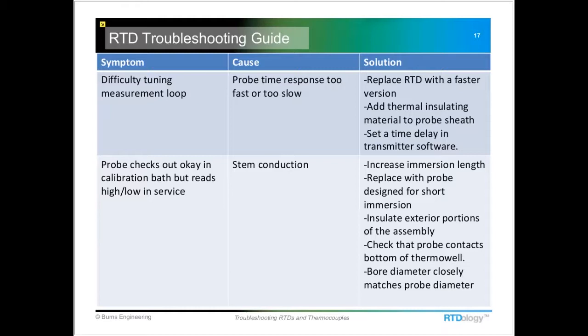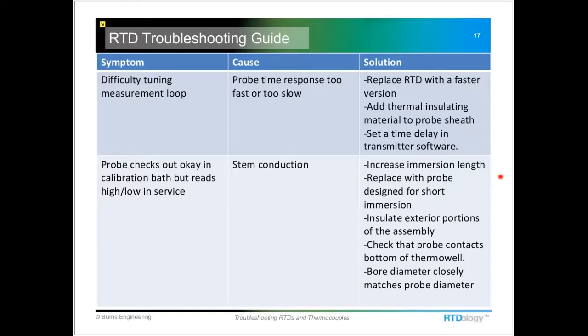Situation where we have a probe that checks out okay in the lab, but they stick it back into service and it reads completely wrong. And almost 100% of the time, this is due to stem conduction. This is one of the bigger problems that I see with temperature measurement with RTDs and thermocouples. There are some fixes to it. Some are easy, some are more difficult.